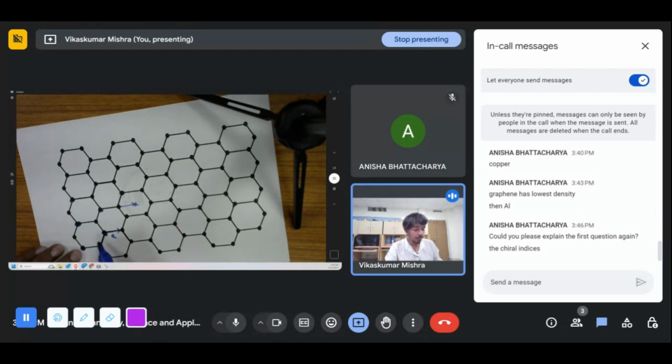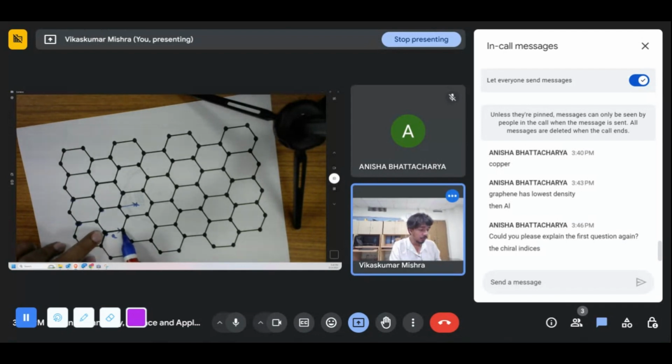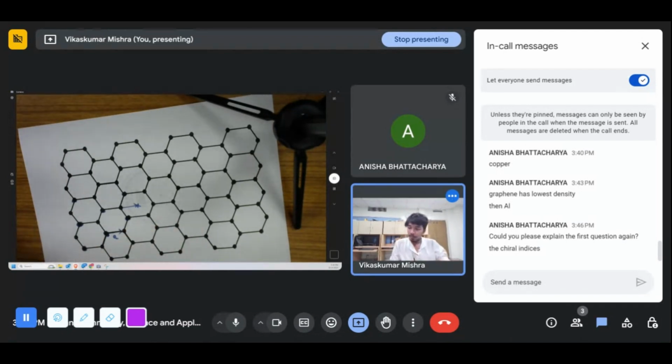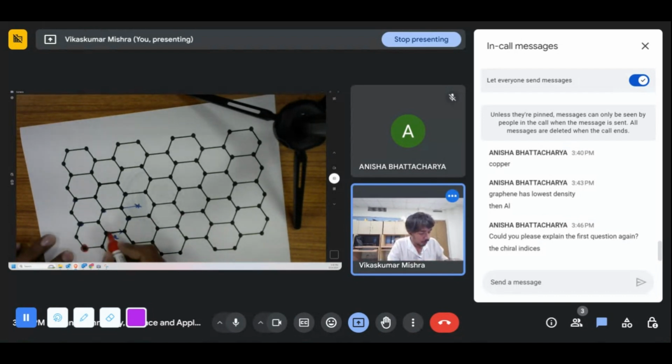Leaving one atom, I'm always selecting the other one. Alternatively, I will not select this, I will select this one. There is some hotspot over here. So let's make this my lattice point.